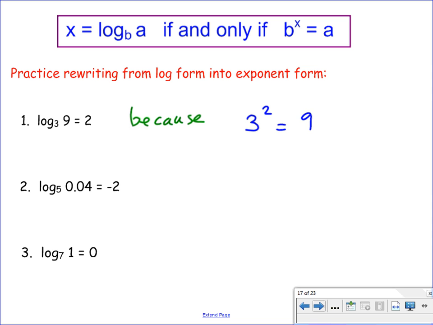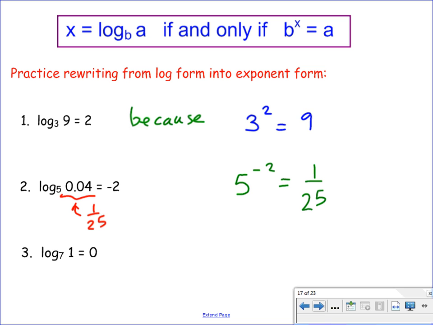Let's do another one. It can be useful to think of that decimal 0.04 as a fraction. That's 4 100ths, which is equivalent to 1/25. So let's rewrite in exponential form. Base 5 to the exponent -2 equals 0.04, which is 1/25. 5 to the -2 is the same as 1 over 5 to the +2, that's 1 over 5 squared, which is 1/25. Could you just write 0.04? Do you have to do it? No, you can do 0.04, that's fine. I was just trying to see how we could make the connection there with power.